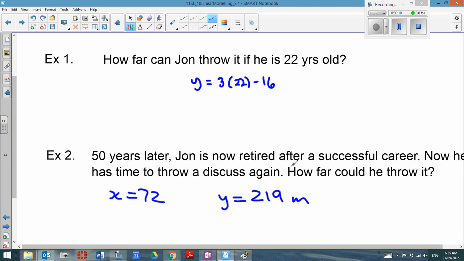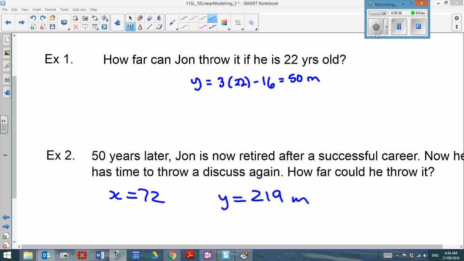50 years later, John is now retired after a successful career. Now he has time to throw a discus again. How far could he throw it? Again, if it's 50 years later, he's 72 years old. Can he really throw 219 meters? Is this line going to be realistic for every age? That's something we need to interpret when you're looking at your data, especially if you choose statistics for your project. All these questions come up and we have to actually use our heads to analyze what we're actually finding here.